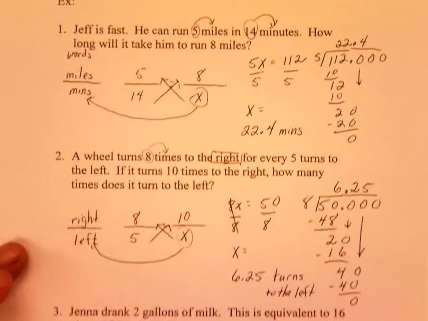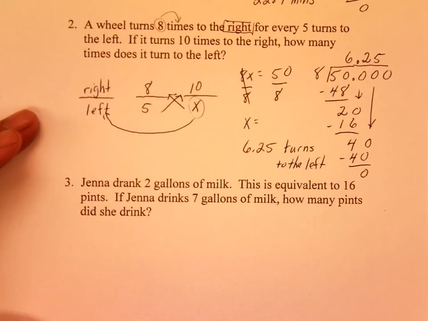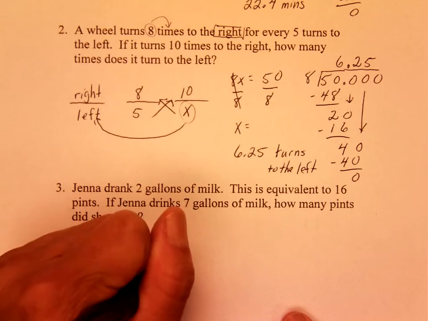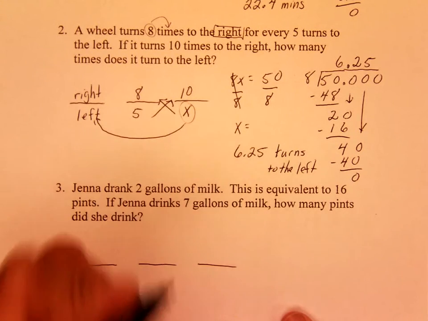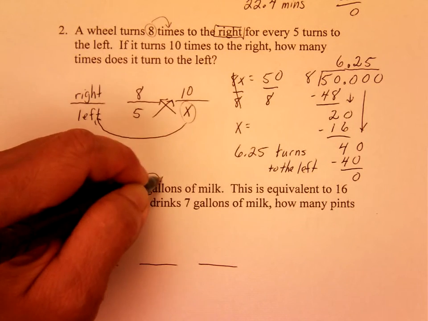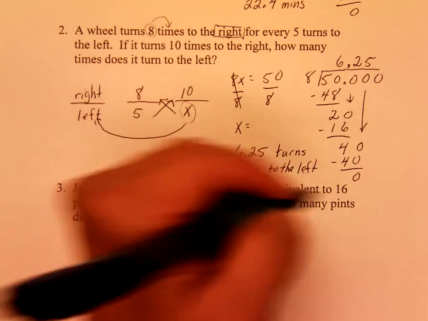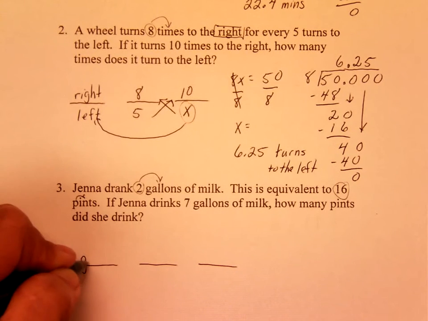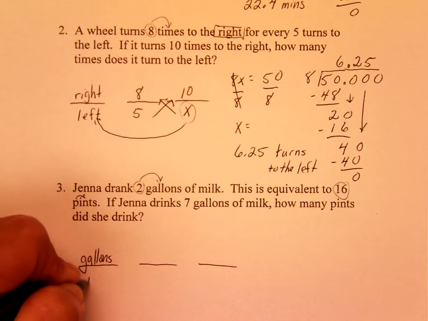Okay, let's look at problem number 3. Jana drank 2 gallons of milk. This is equivalent to 16 pints. If Jana drinks 7 gallons of milk, how many pints did she drink? So, making your fraction bar, look at what are your words. Well, here's your number, and there's your words. Here's your number, and here's your word afterward. So you know you're going to compare gallons and pints.